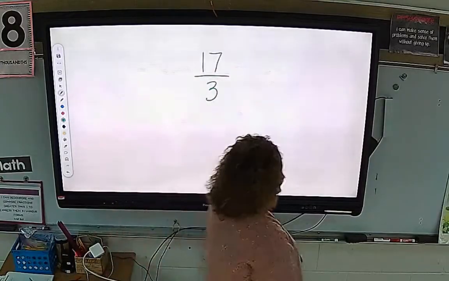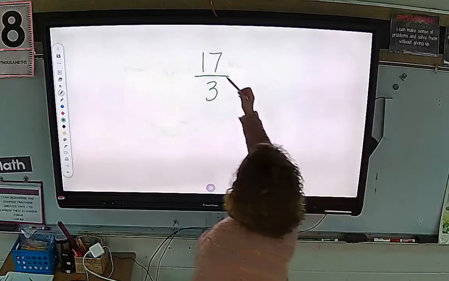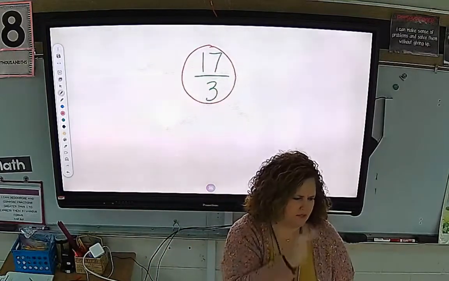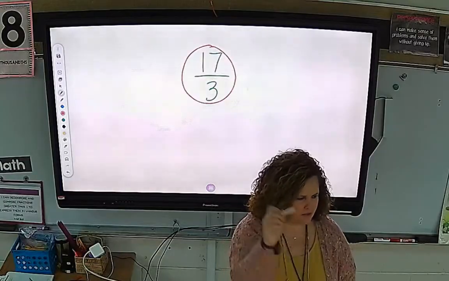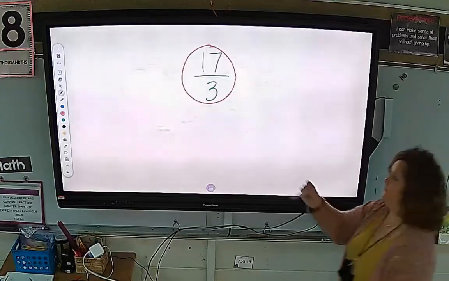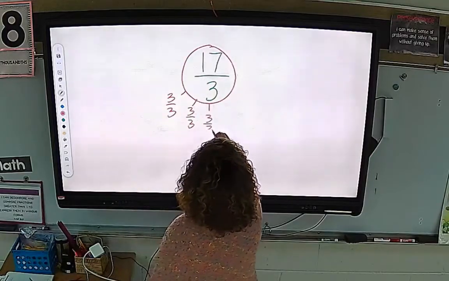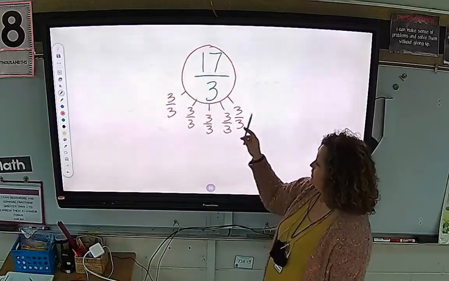What if we had 17/3? We're going to do a number bond. We're going to pull out as many 3/3 as we can. So how many 3s can I get out of 17? That's what you need to think. Three times what is the closest I can get to 17? 3 times 5. If I go 3 times 6, that's 18, too big. 3 times 5 gets me 15, so I need 5 of these. There's 1, 2, 3, 4, 5.